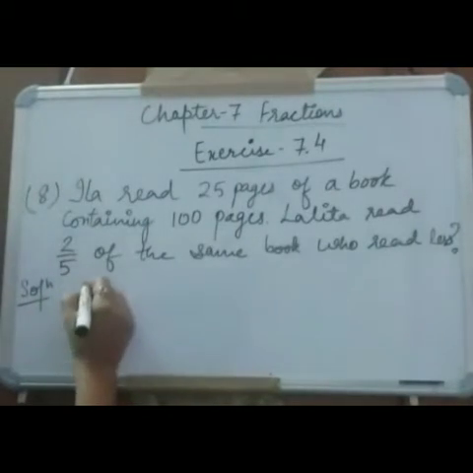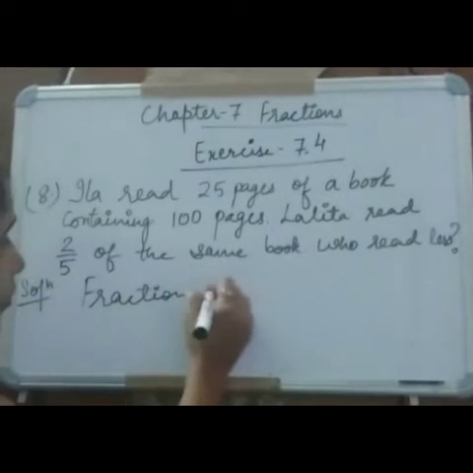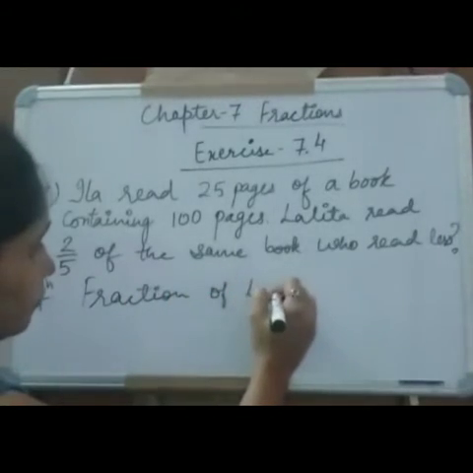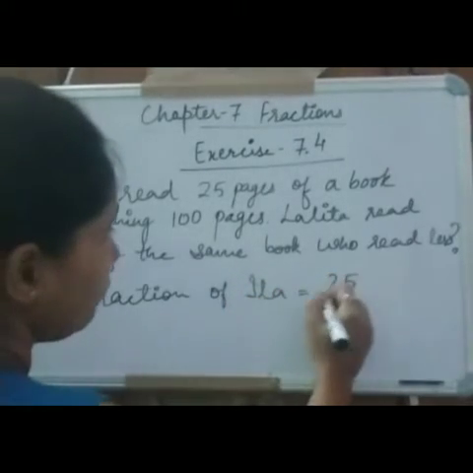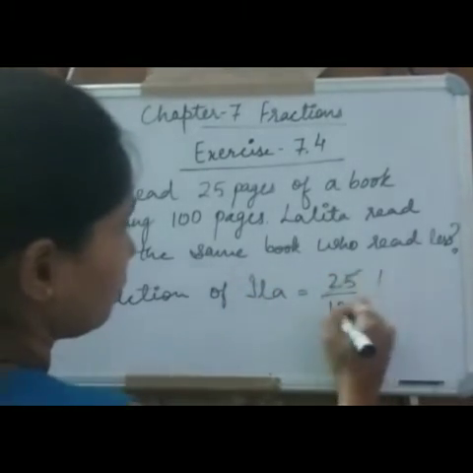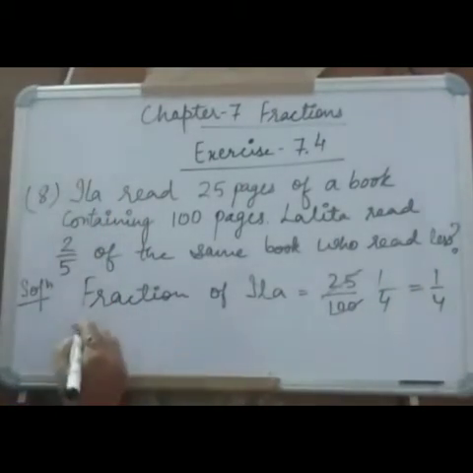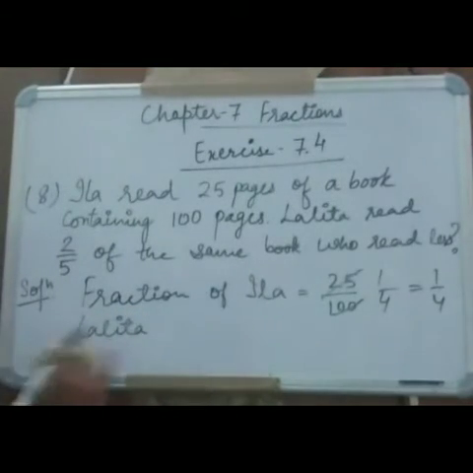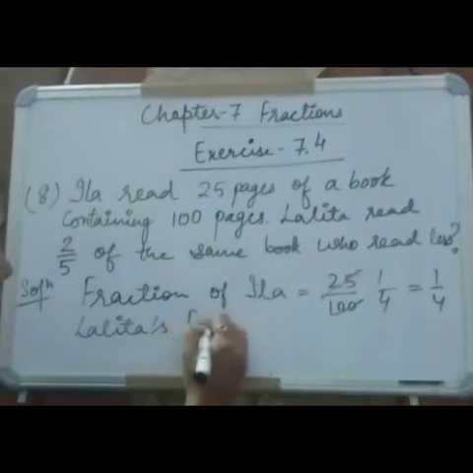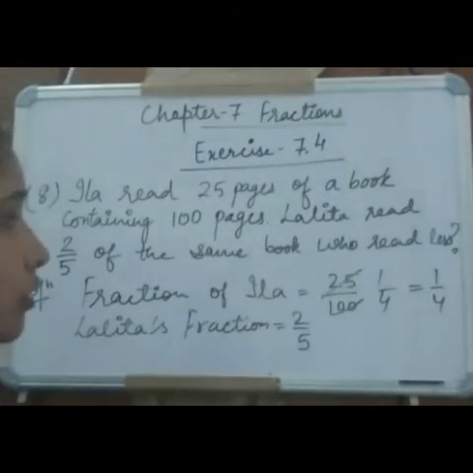So first of all, we will find out the fraction of Ela. It is 25 out of 100. We got the fraction 1 by 4. Now Lalita's fraction is given. It is given as 2 by 5. So you can compare these two.